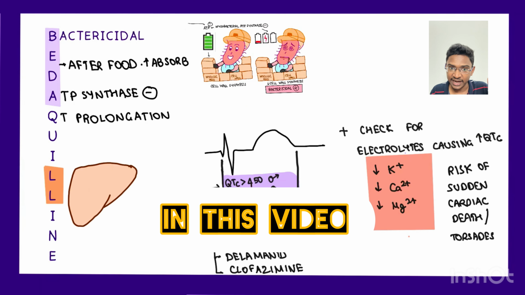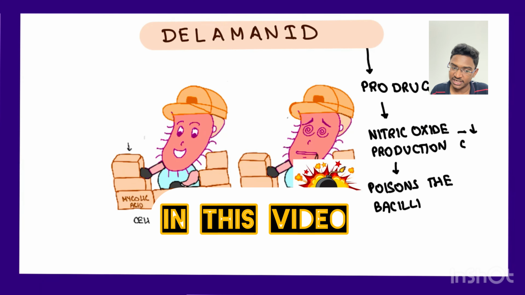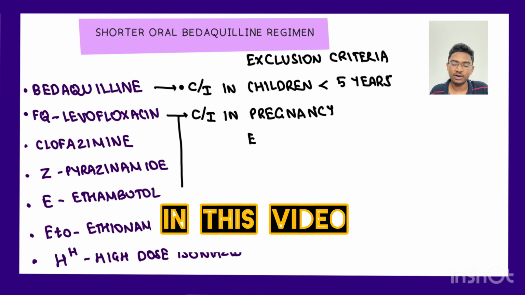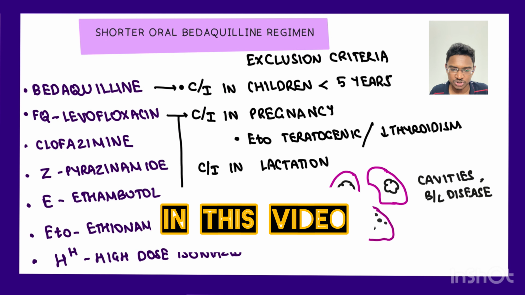Delamanid, it produces a nitric oxide, poisons the bacilli, bactericidal. This also has least drug interactions. Short oral bedaquiline regimen, just remember the drugs in the regimen. And the exclusion criteria, most important, the 5 exclusion criteria you should be remembering.